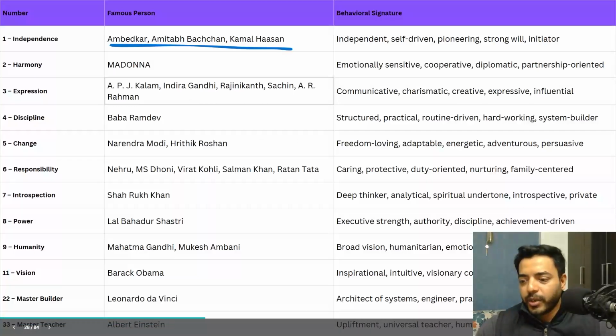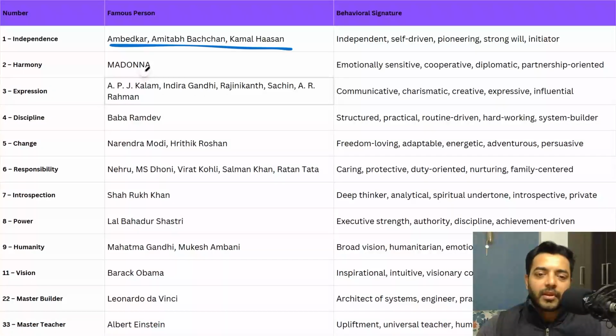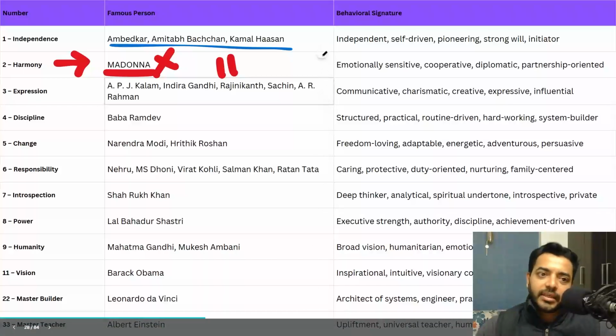I say this because while I was trying to prepare this course for you, I came across some irregularities. For example, Madonna is mentioned as life path 2, but Madonna is not a life path 2, she's a life path 11. This is something that I want to let you know. I still haven't been able to find a famous person who has life path number 2, but everyone else in this list is proper and is fine.